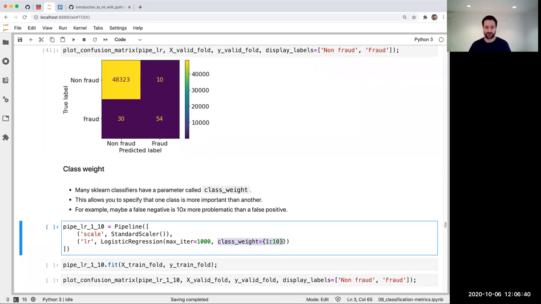And you're going to see that on your homework as well. You're going to change class weight and you're going to actually look at the scores and you're going to see that they got higher.